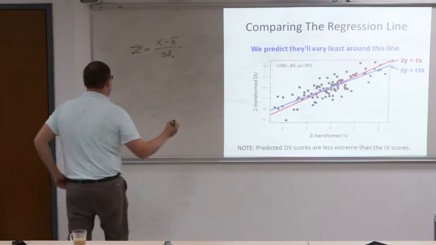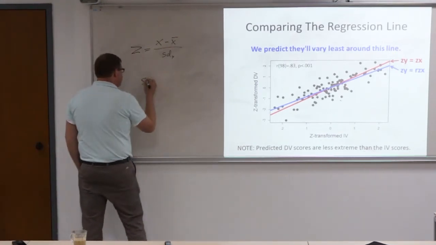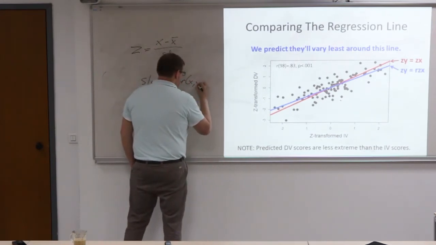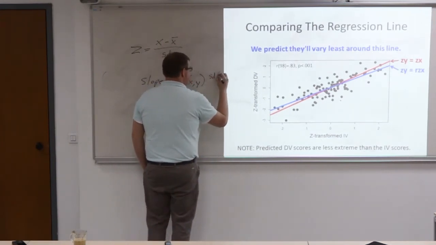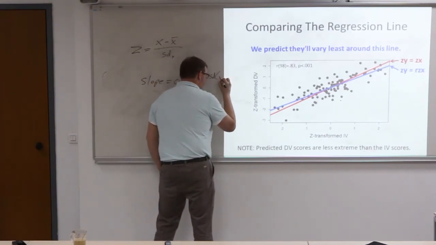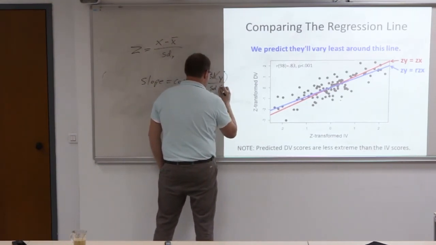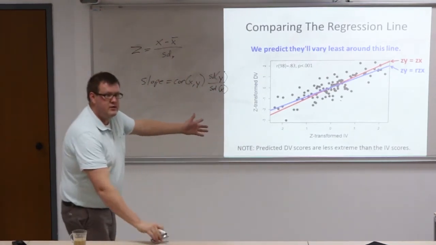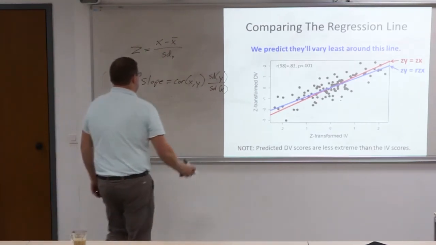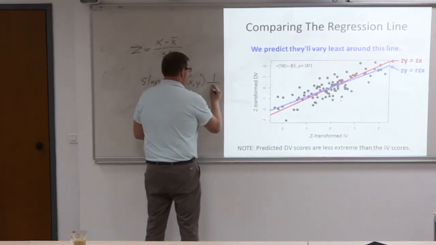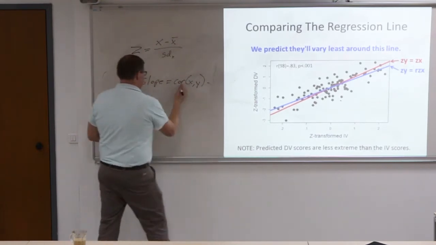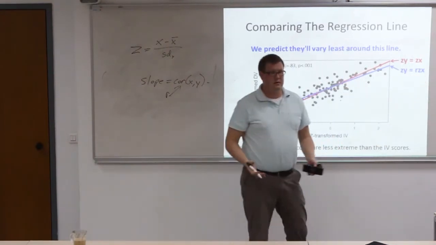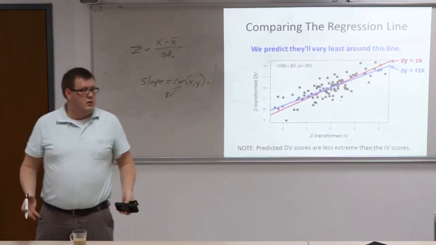Do you guys remember the formula for beta or for finding the slope? So the slope is equal to the correlation r times the standard deviation for y divided by the standard deviation for x. But here we have z-scores, right? So 1 over 1. This is r, the correlation, times zx.